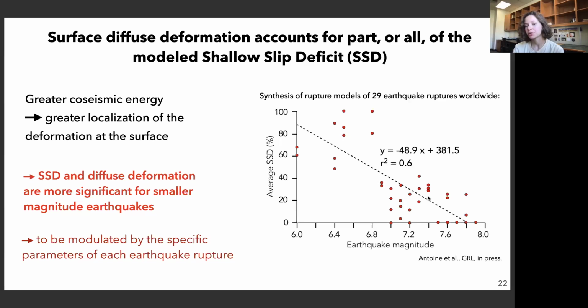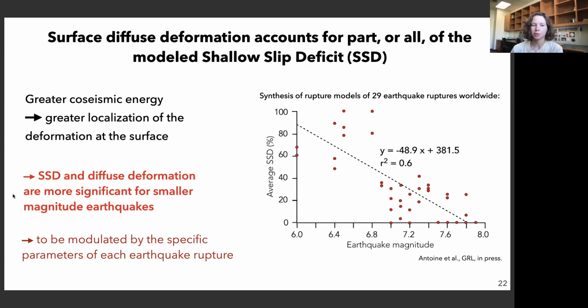And most of the earthquakes above this magnitude have a lower SSD, and slightly lower for the biggest earthquakes. That makes sense if you consider that greater coseismic energy for larger magnitude earthquakes would allow for a greater localization of the deformation at the surface. You have more slip, you have bigger slip areas, so your slip patch is more likely to reach the surface and localize maximum slip in the top of the crust. So SSD and diffuse deformation are more significant for smaller magnitude earthquakes.